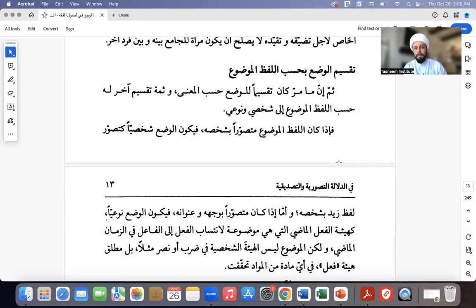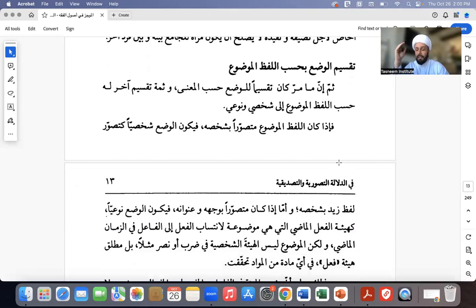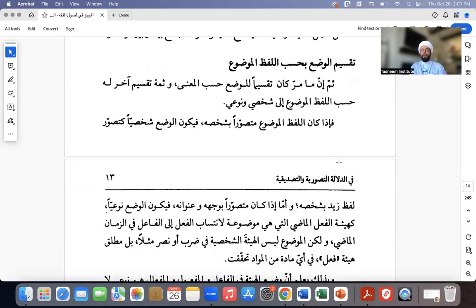تقسيم الوضع بحسب اللفظ الموضوع. Now here we come to the next section, and this is still under section 3 on the topic of designation. Classifying designation according to the kind of word being considered. Now, in the previous section, we were speaking about the different types of designation based on the meaning that we were considering. Here, we are classifying وضع based on the kind of word that we are designating.